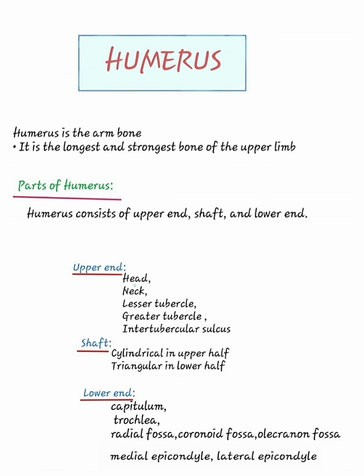Upper end has head, neck, lesser tubercle, greater tubercle, and intertubercular sulcus. Shaft is cylindrical in upper half and triangular in lower half. Lower end has capitulum, trochlea, three fossae: radial fossa, coronoid fossa, olecranon fossa, and two epicondyles: medial epicondyle and lateral epicondyle.